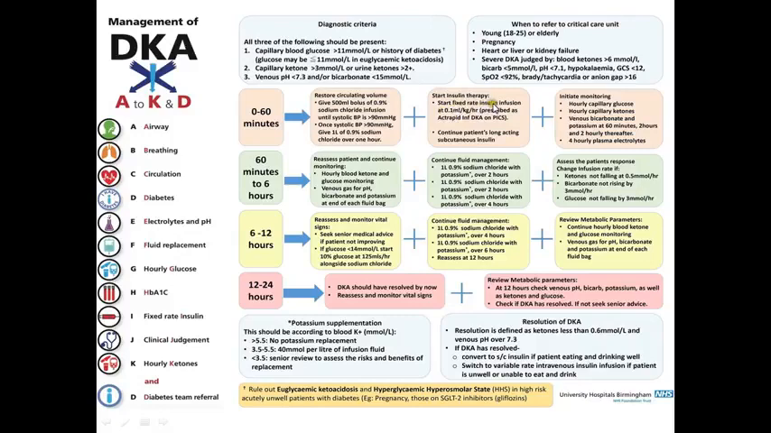You start a fixed rate insulin infusion at a rate of 0.1 units per kg per hour and continue the patient's long acting insulin. If the patient is on long acting insulin like Lantus or Glargine, you continue that, okay? Or if the patient is not, then you can just give the regular insulin. You have to do hourly capillary glucose, ketones, and bicarb and potassium at 60 minutes, 2 hours, and 2 hours thereafter.